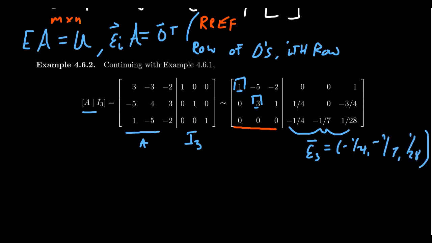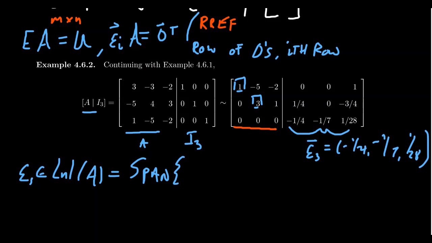So this right here gives you something. Epsilon 3 is inside the left null space of A. And in fact, the span of this single vector, negative 1/4, negative 1/7, and 1/28, spans the entire left null space. So this single vector forms a basis for it.